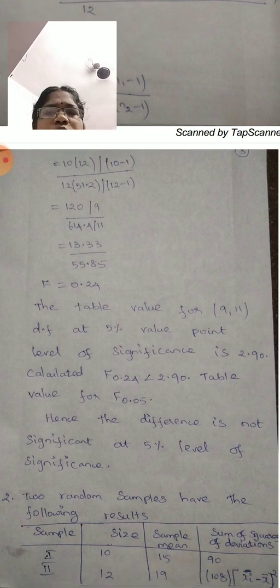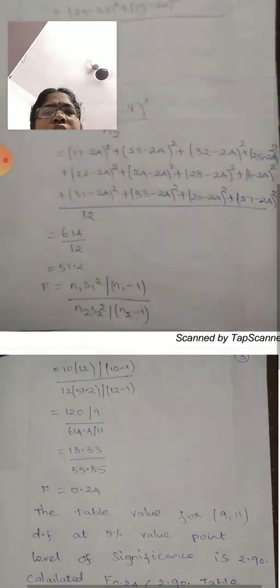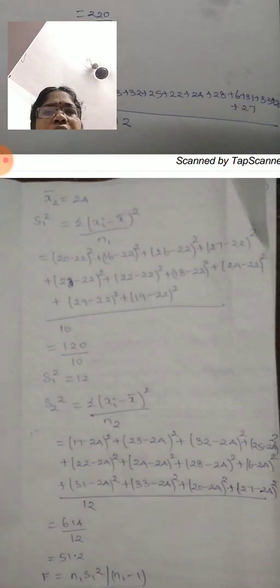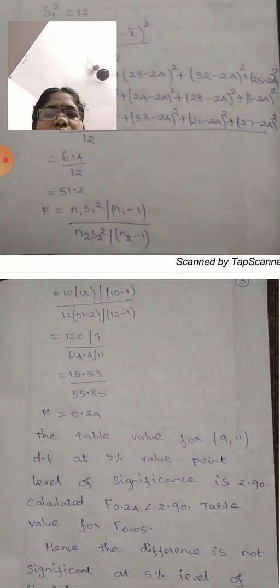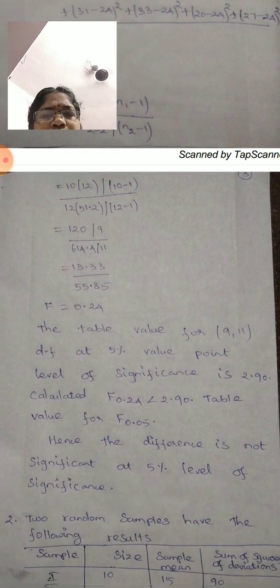Next we have to calculate the table value. The table value is for n1 minus 1 comma n2 minus 1 degrees of freedom. Here n1 is 10, therefore 10 minus 1 is 9, comma n2 is 12, therefore 12 minus 1 equals 11. Therefore the table value for 9 comma 11 degrees of freedom at the 5% level of significance is 2.90.